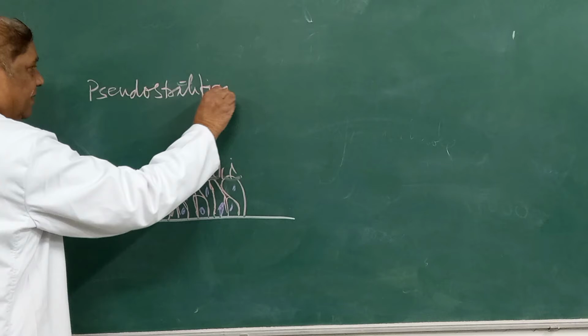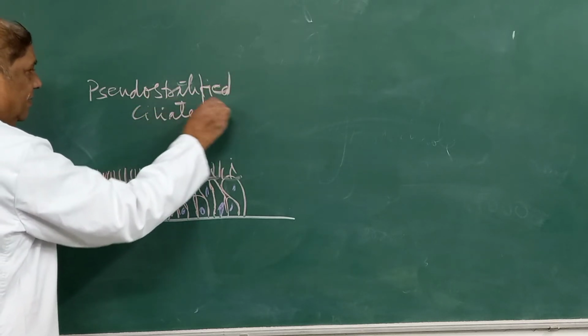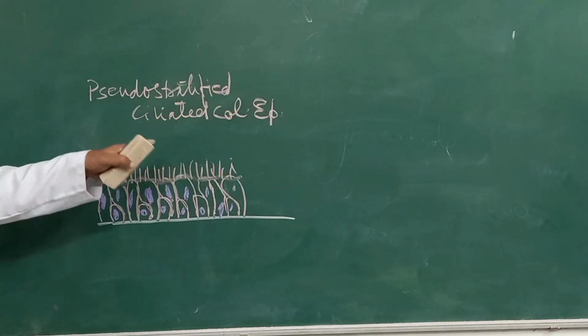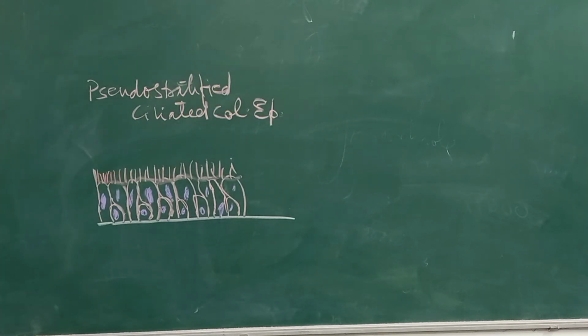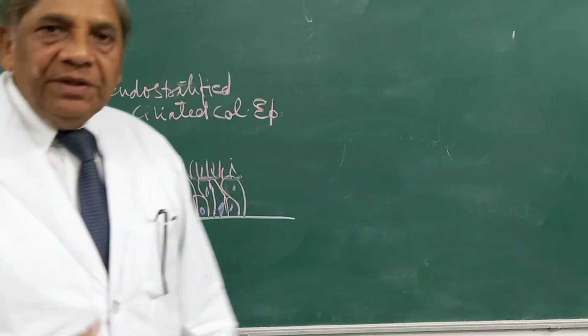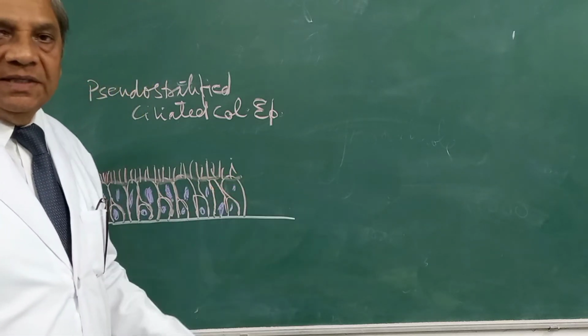pseudostratified ciliated columnar epithelium. Pseudostratified ciliated columnar epithelium, because most of the cells are columnar in nature and they are reaching to the top where cilia are attached.